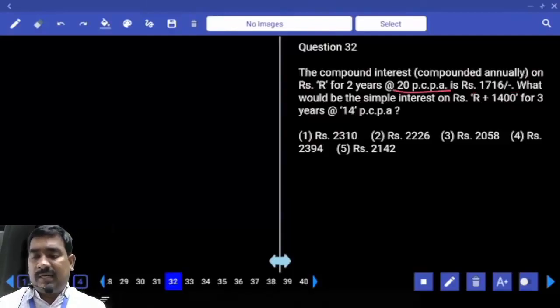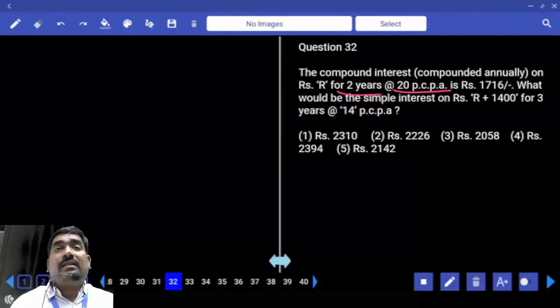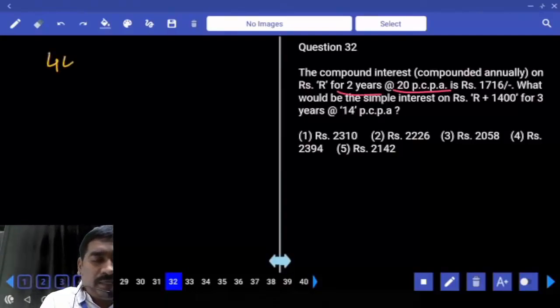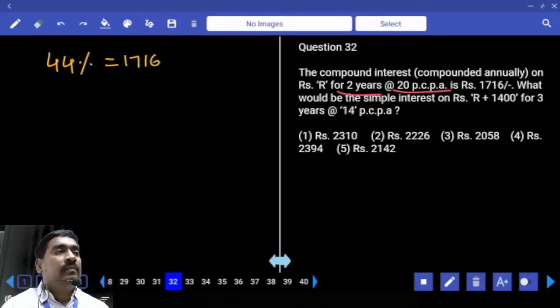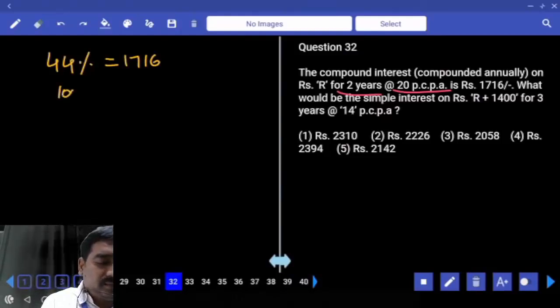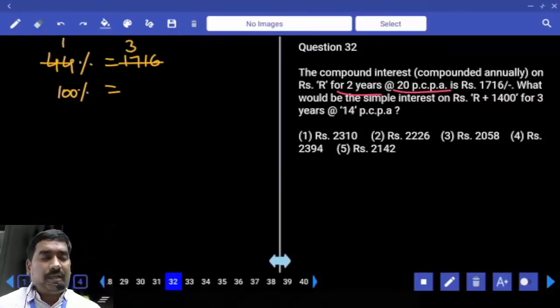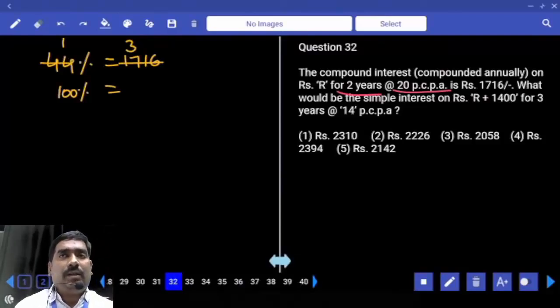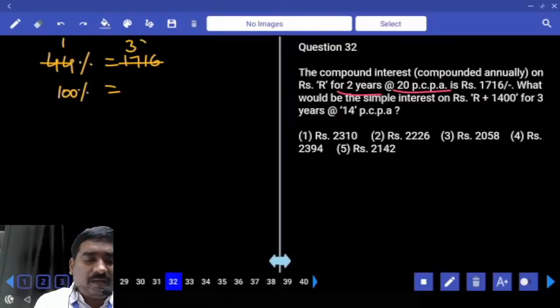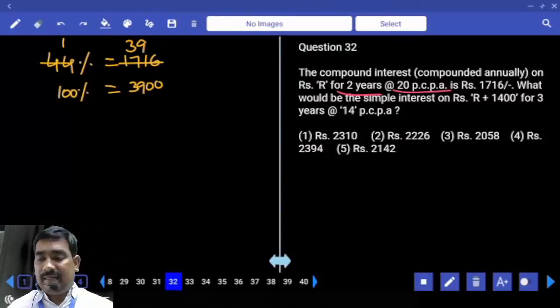1 year 20% per annum means 2 years compound interest is 44%, and the value they gave is 1716. First find 100%. 44 times 3 is 132, left with 39. 396 means 44 times 9. So principal is 3900.